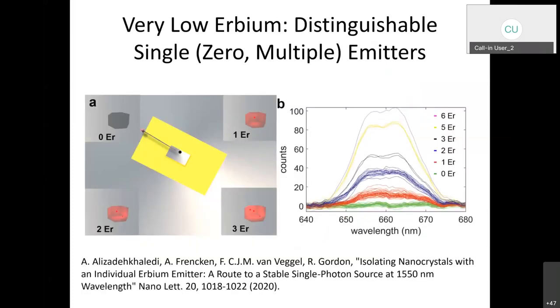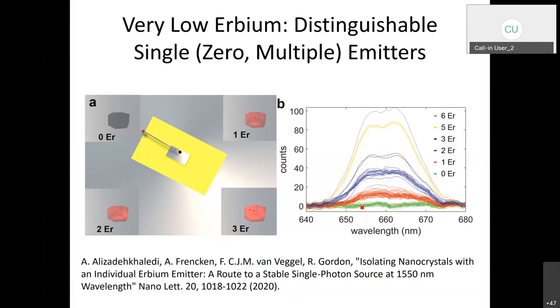We're also interested in using this for single photon sources. You can imagine if you have one erbium or two erbiums in each nanocrystal, each of these erbiums can be a source of individual photons. And so you can think of quantum technologies that make use of transmitting individual photons one at a time. Here's an example of a paper that was published recently from my group where we've reduced the number of erbiums in these nanocrystals down to the level of 0, 1, 2, or 3. And then we see discrete levels of emission.